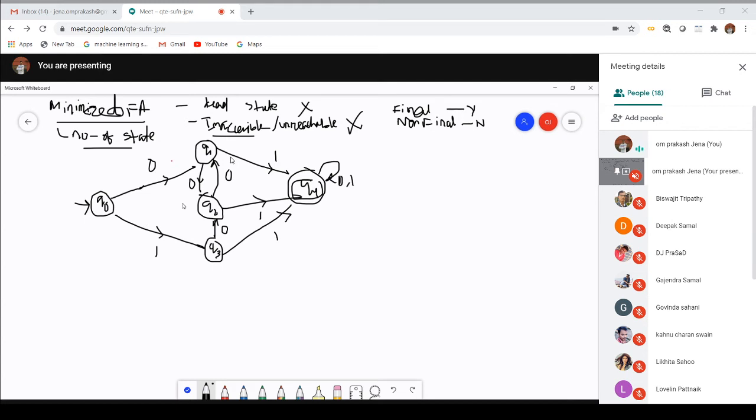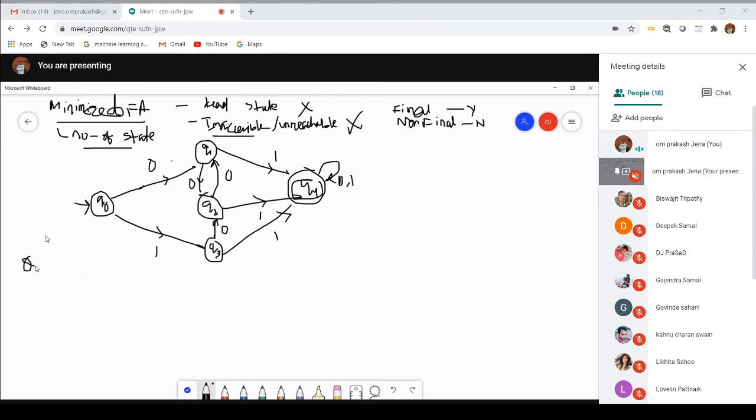Now I have to check whether there is an inaccessible or unreachable state. Q0 is the initial state. From Q0 I can reach Q1, so Q1 is not unreachable. I can reach Q2, so Q2 is not an unreachable state. From Q0 I can reach Q3, so it is not unreachable. Then Q4: from Q0 I can directly reach Q1, then I can move to Q4. So all the states are reachable. Hence there is no unreachable state in the given problem. Now I have to draw a table.